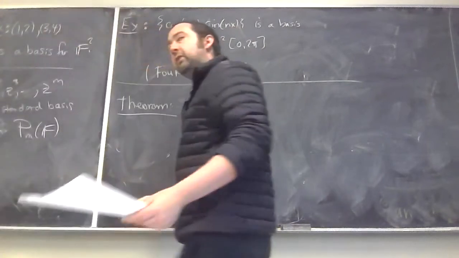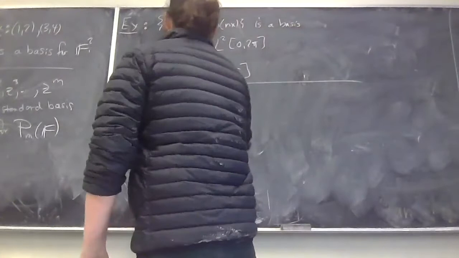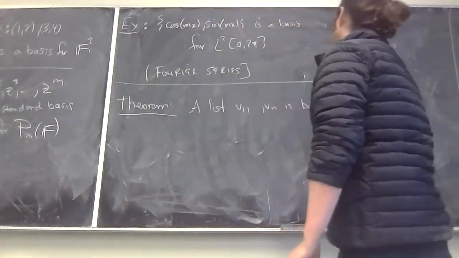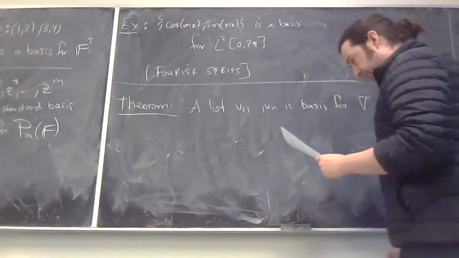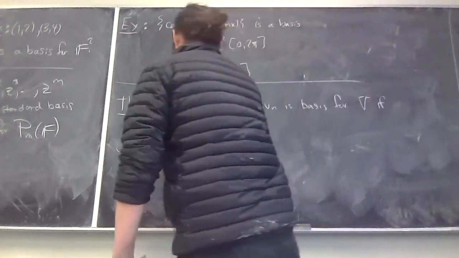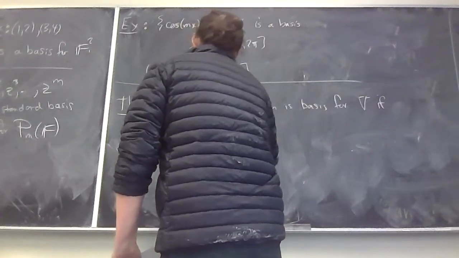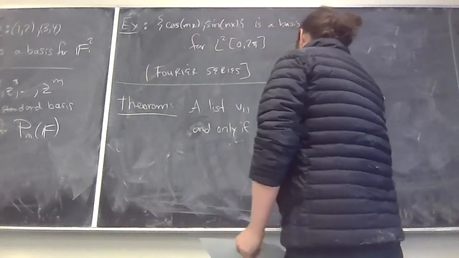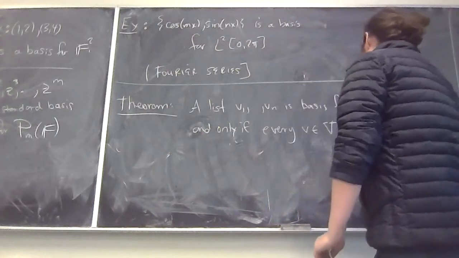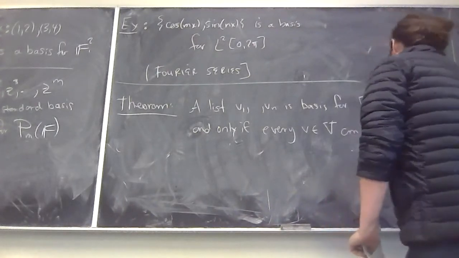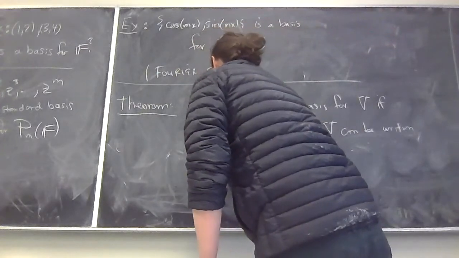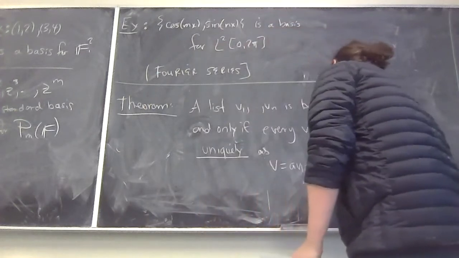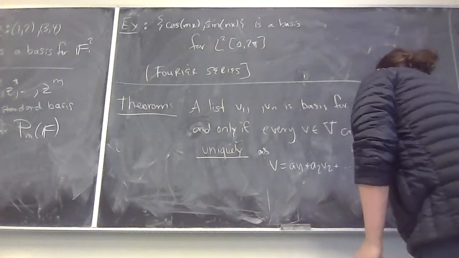One of the most important structural theorems about why a basis matters. A list V1 up to Vn is a basis for V if and only if every little v contained in big V can be written uniquely as v = a1 v1 + a2 v2 + ... + an vn.